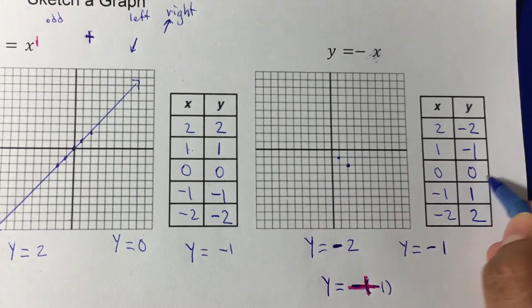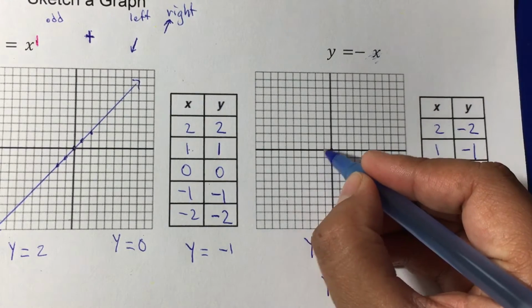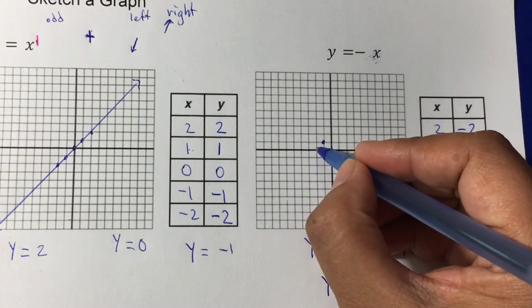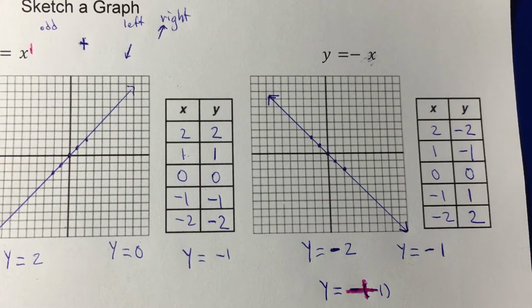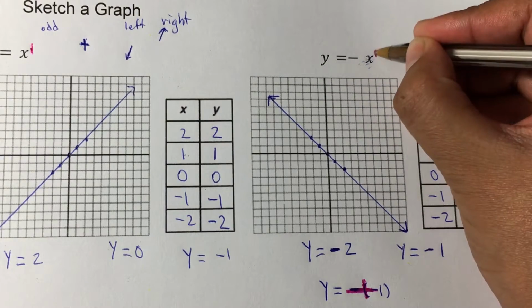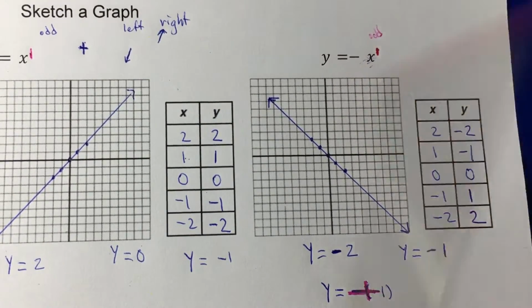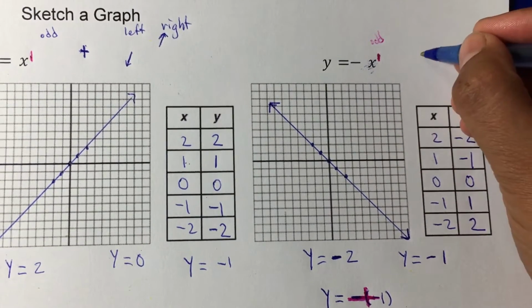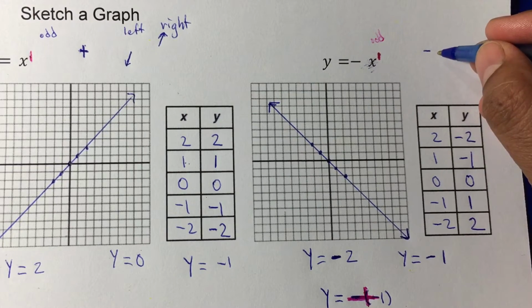I'm going to go a little faster. 0, 0, -1, +1, and -2, +2. Okay, so again, analyzing, this has degree 1 and it's odd. Have that in mind. And the leading coefficient is negative. So negative for the leading coefficient.